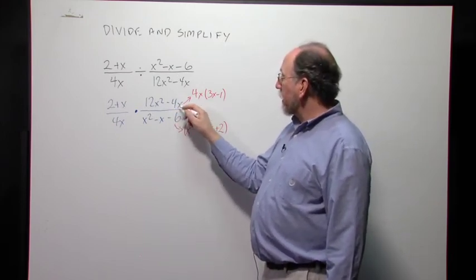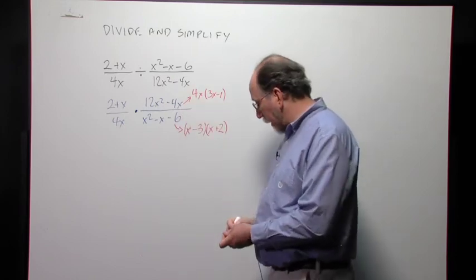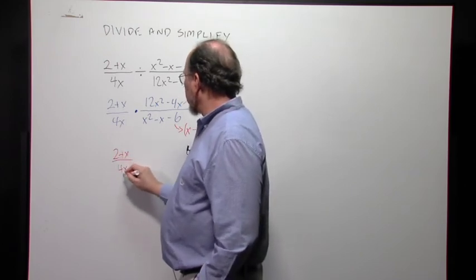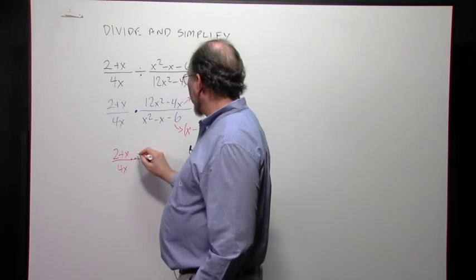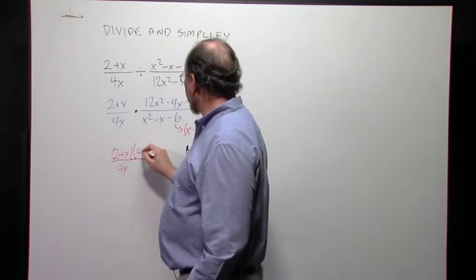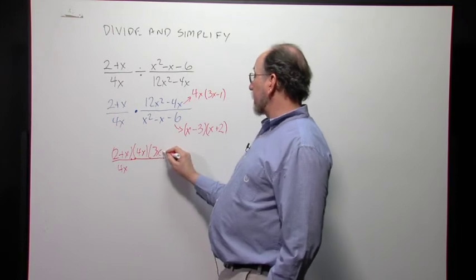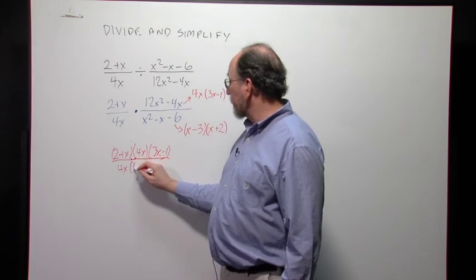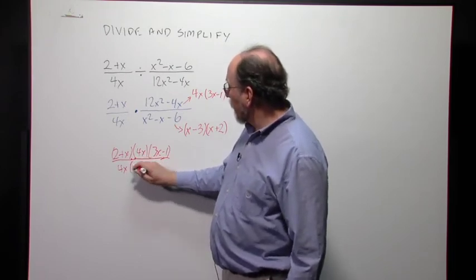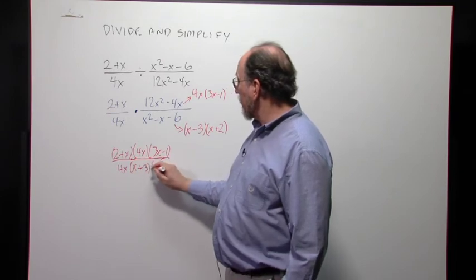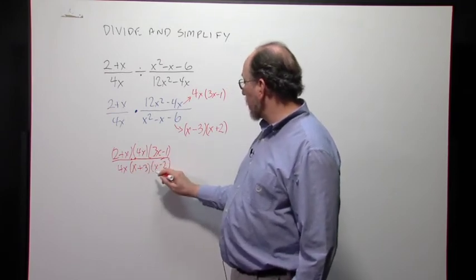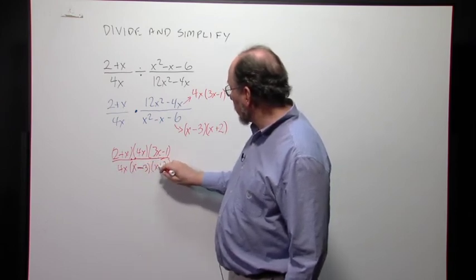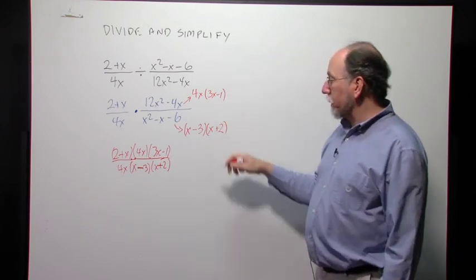We can replace these two with those. I can write that again. Let's write it all down. 2 plus x over 4x. And we can make it all one fraction. Times 4x times 3x minus 1. That's on the top there. And on the bottom we have x plus 3 times x minus 2. No, made a mistake. Let's make that minus 3 and plus 2. That's what I had up here.